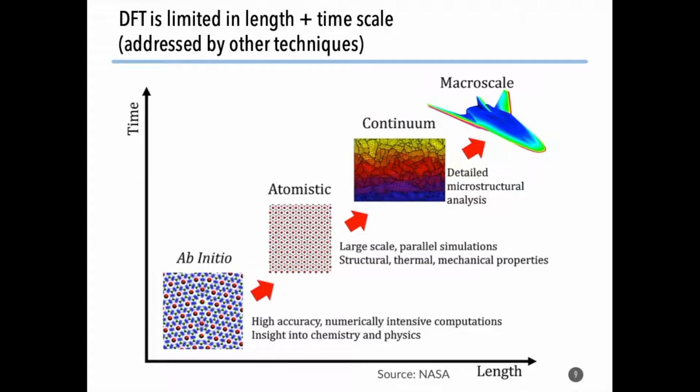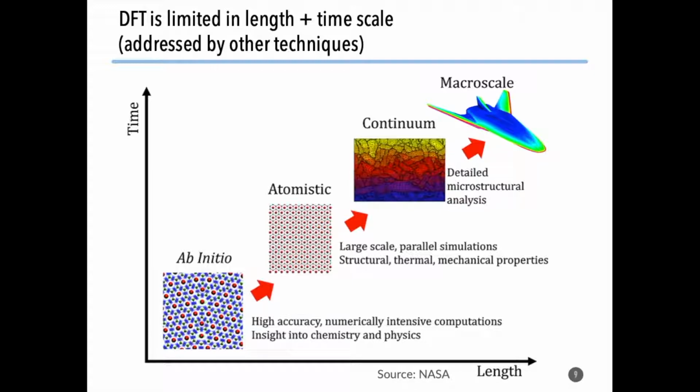And then again, many of you are probably already familiar with this, but DFT is also limited in length and time scale. So for short length scales on the order of, let's say, 1,000 atoms in a repeating cell, and time scales on the order of, let's say, femtoseconds or maybe picoseconds, you can do ab initio. But if you want longer time scales or longer length scales, you really have to use other types of computational modeling techniques. So this is all pretty well established since the 1960s onwards.